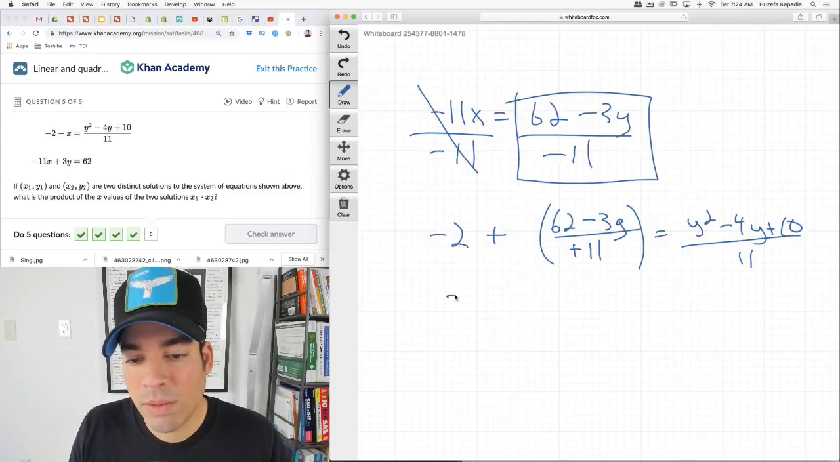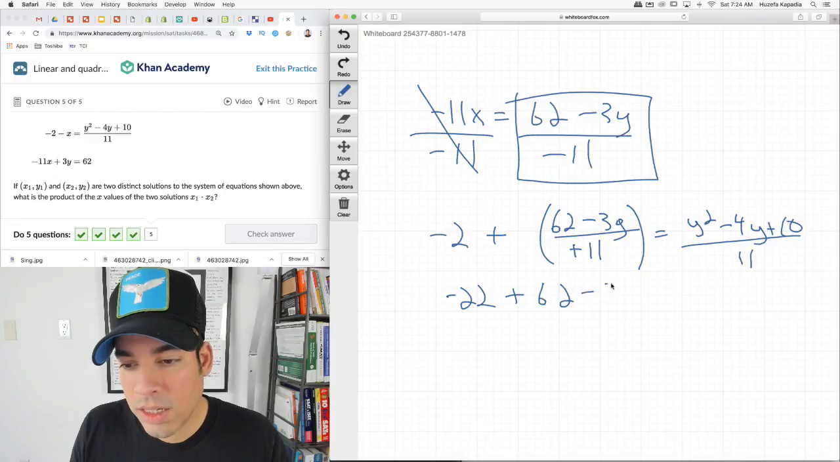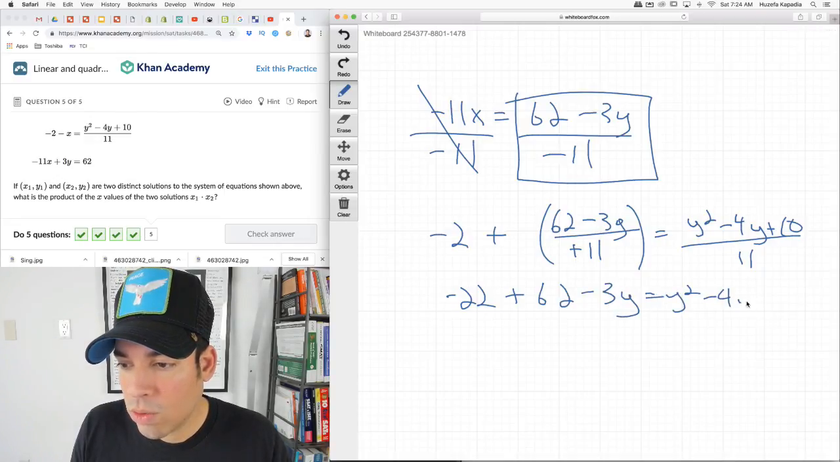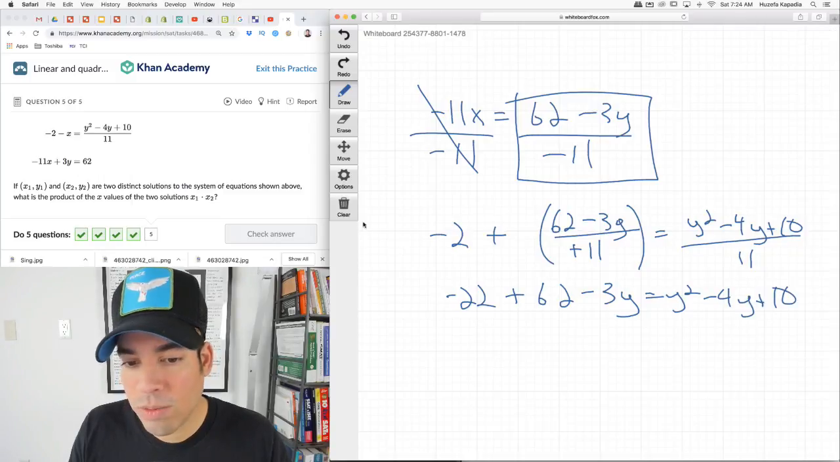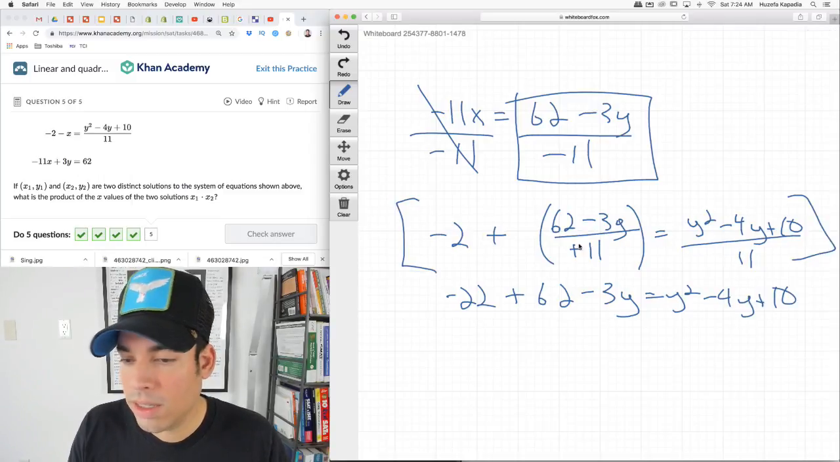Now we multiply everything by 11. We get negative 22 plus 62 minus 3y, right? Because that goes away. Equals y squared minus 4y plus 10. This goes away because we're multiplying everything by 11, so all these guys cancel out.